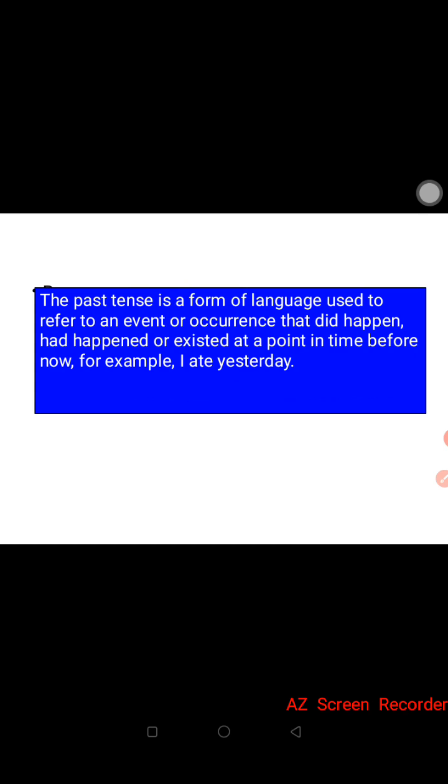The past tense is a form of language used to refer to an event or occurrence that did happen, had happened, or existed at a point in time before now. For example, I ate yesterday. That means this tense talks about something that happened in the past, something that happened before now.